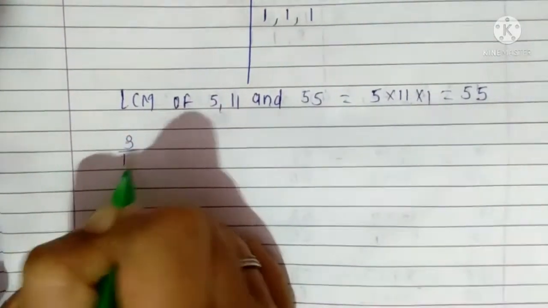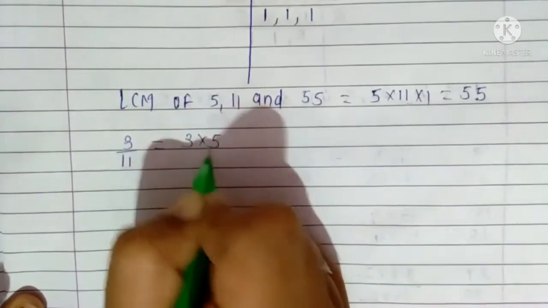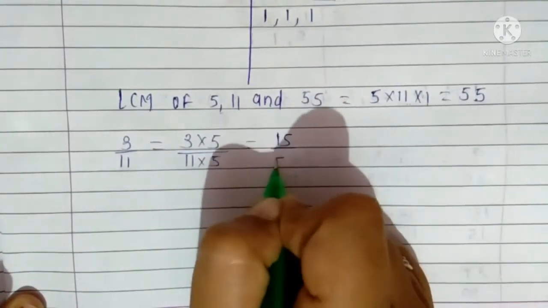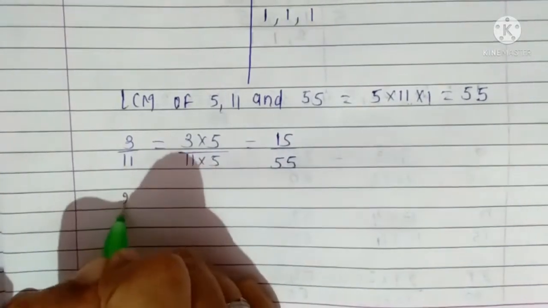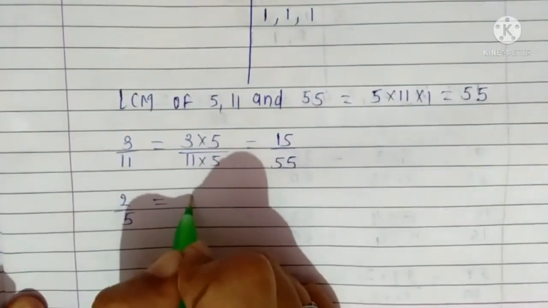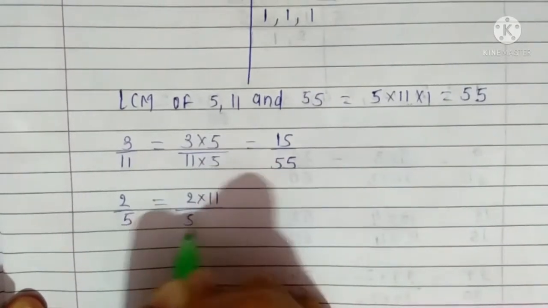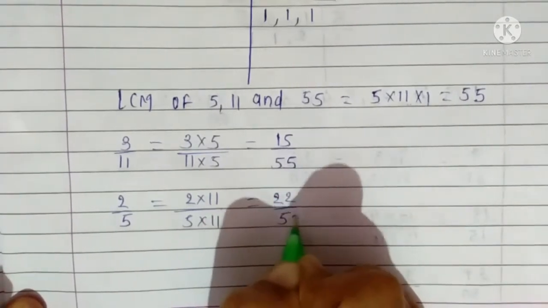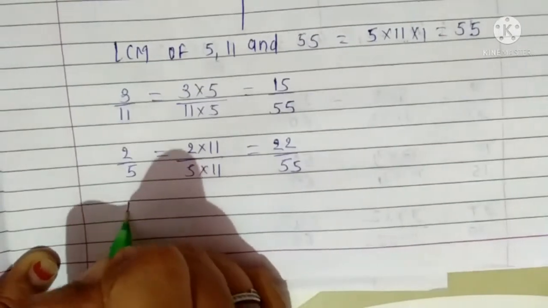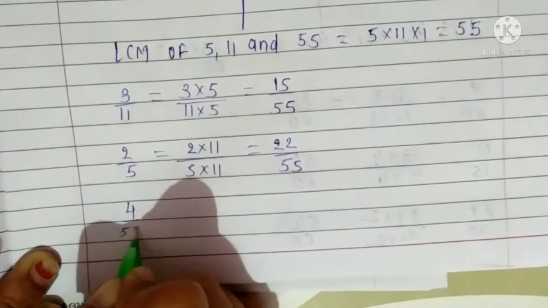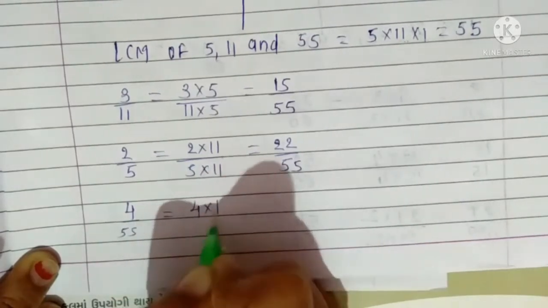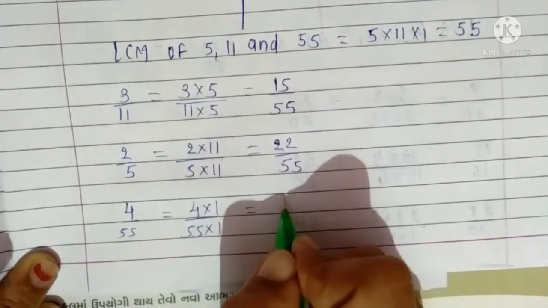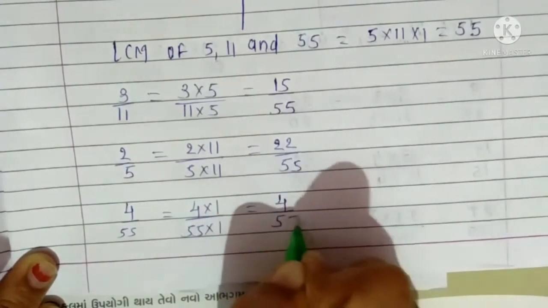So 3 upon 11 is equal to 3 multiplied by 5 upon 11 multiplied by 5. This is equal to 15 upon 55. Next, 2 upon 5 is equal to 2 multiplied by 11 upon 5 multiplied by 11. And we get equivalent fraction 22 upon 55. Next, 4 upon 55. This is equal to 4 multiplied by 1 upon 55 multiplied by 1. And we get equivalent fraction 4 upon 55.